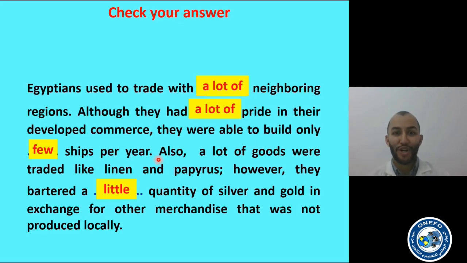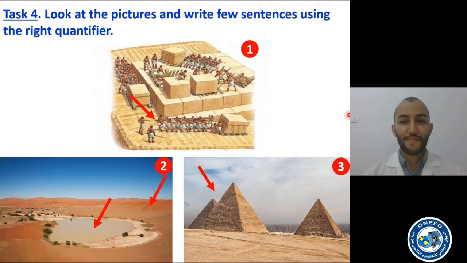It's excellent work. All right. Now, let's see the next task. Task number 4. So look at the pictures and write few sentences using the right quantifier. Here you have to be a bit clever, okay? You have to remark and be very observant. So let's see the first image. To help you out, I put this little arrow here. So look, what are they doing?